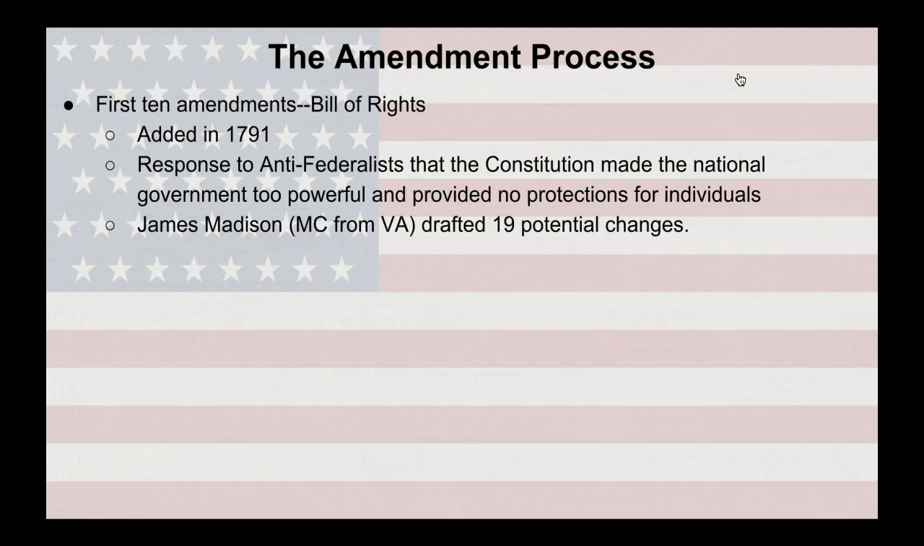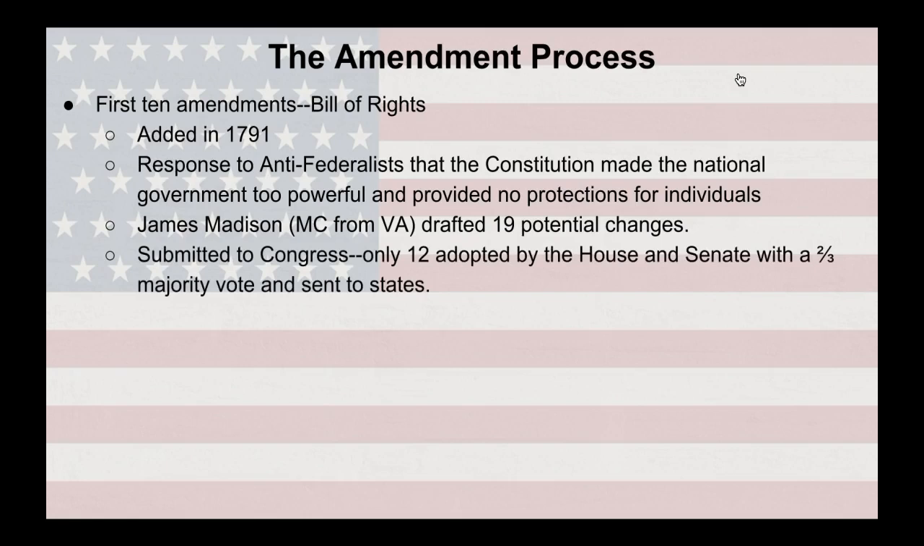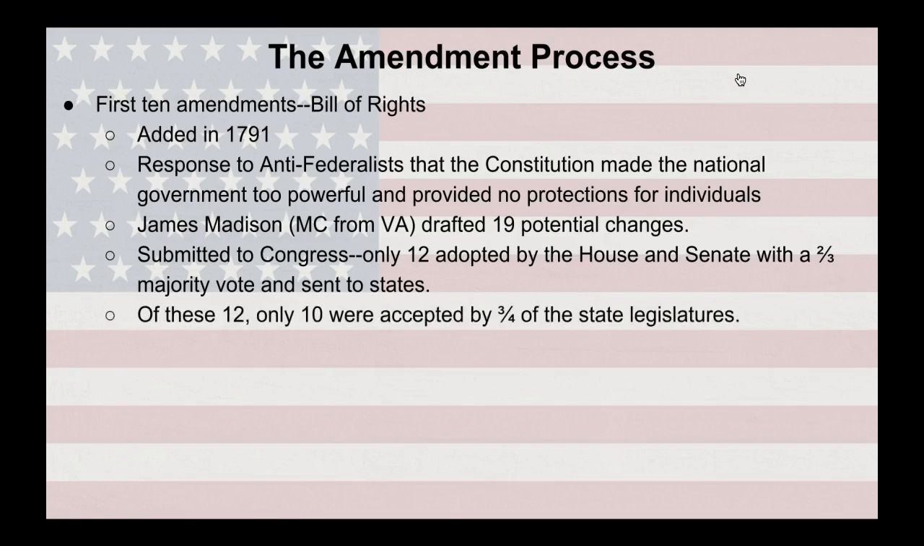And so James Madison, a member of Congress from Virginia, will draft 19 potential changes. Madison is actually one of the main authors of the Constitution, and so it's fitting that he would be the one to draft these changes. He submits them to Congress, and Congress is going to adopt 12 of them. They will pass a 2/3 majority vote in both the House and the Senate, and then they're going to be sent to the states. But of these 12, only 10 are going to be accepted by a 3/4 vote of all state legislatures. So we end up with 10 amendments in our Bill of Rights.